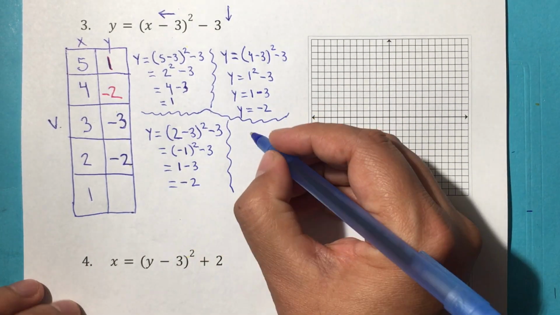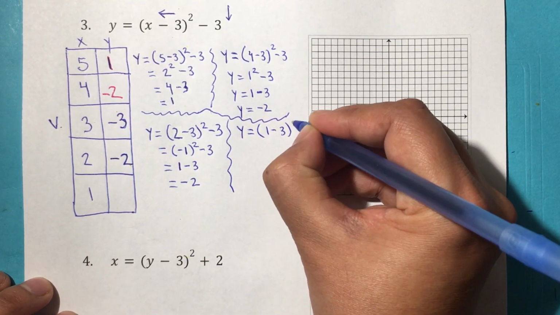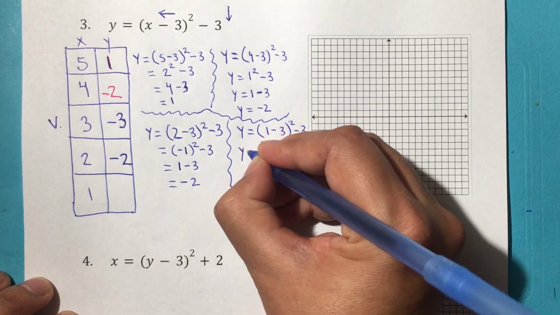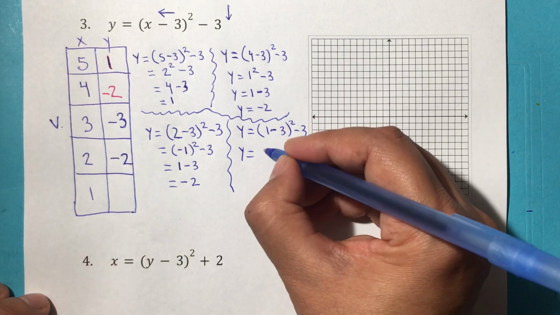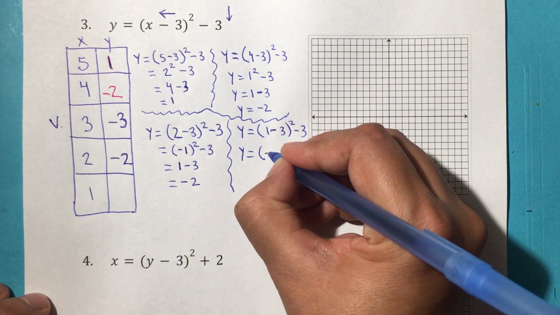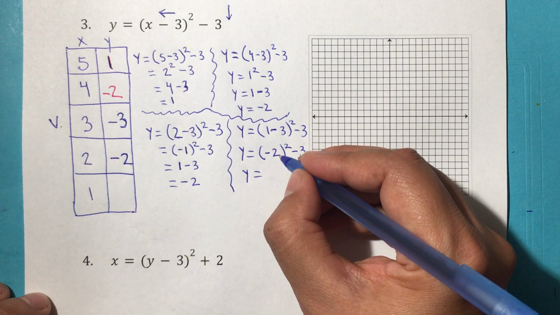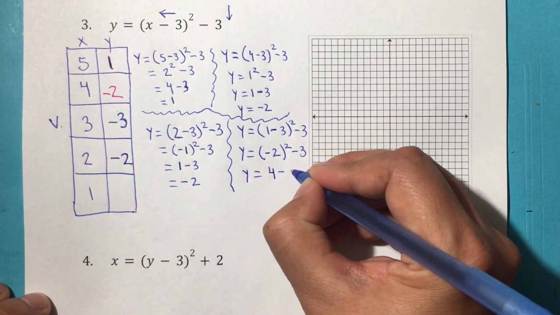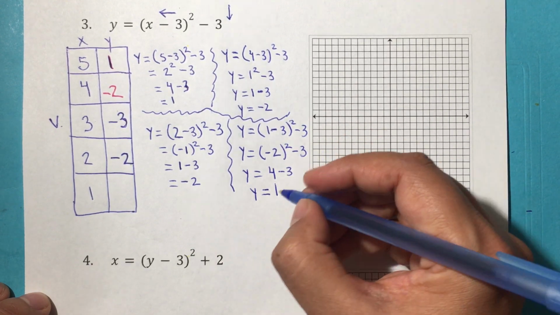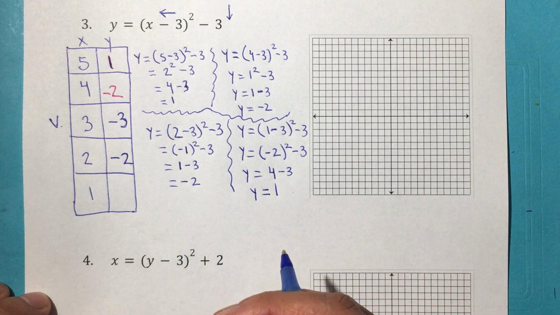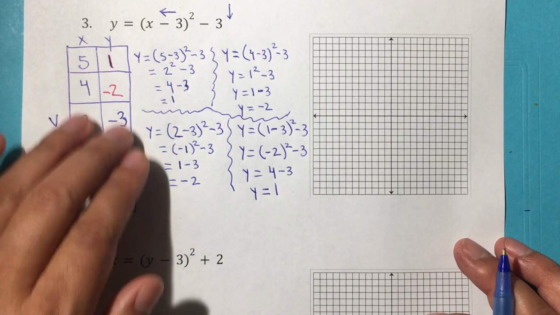Okay, and the last one, x is 1, so y is equal to 1 minus 3 squared minus 3. All I did was to substitute the x with these values, okay? And so 1 take away 3 is negative 2 squared minus 3. Negative 2 times negative 2 is positive 4 minus 3, and that gives us positive 1. So y equals 1. Whoops, I didn't write that in pink. It's okay. Now we have our values.